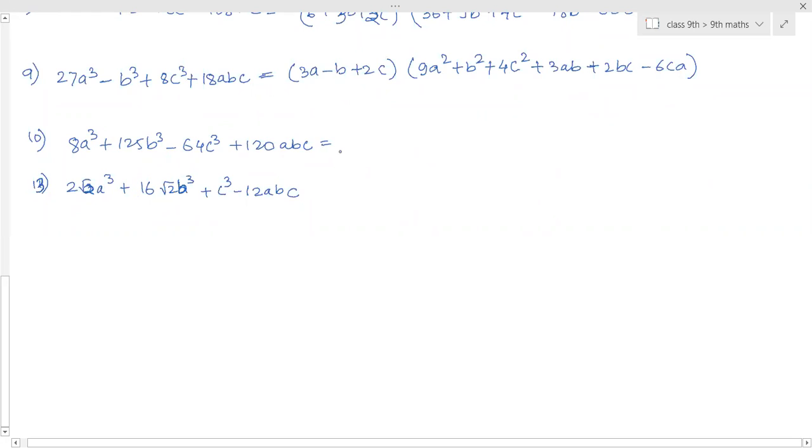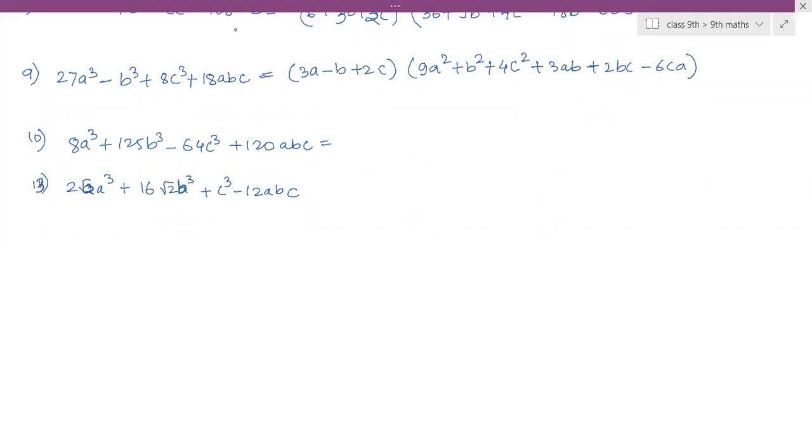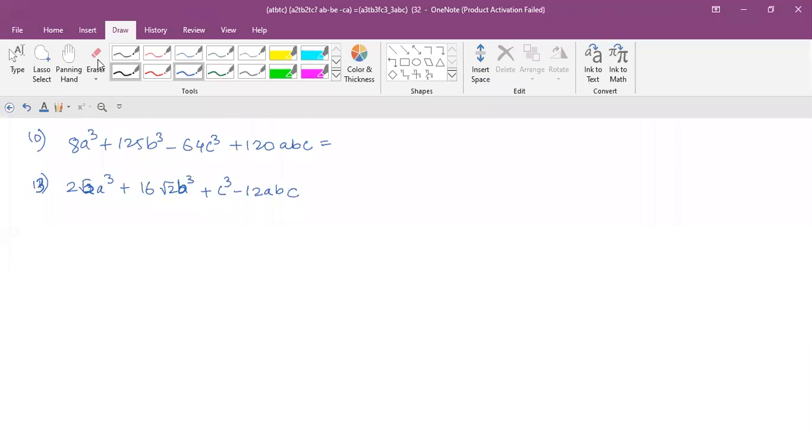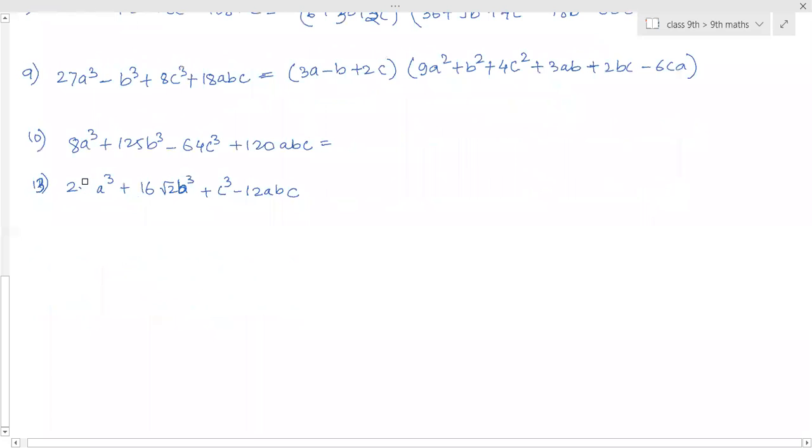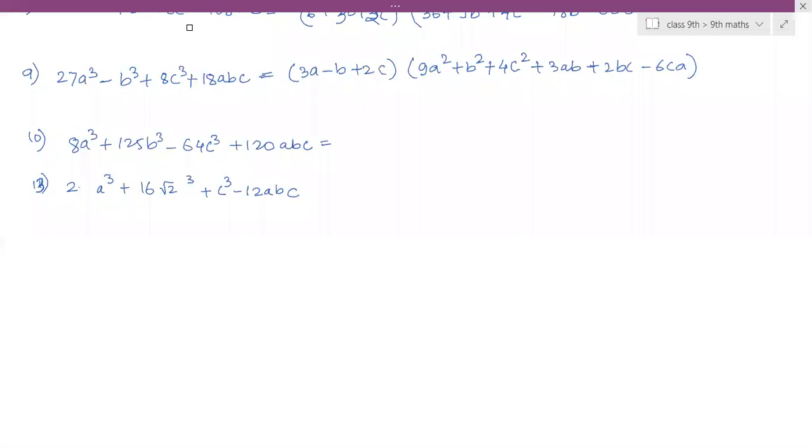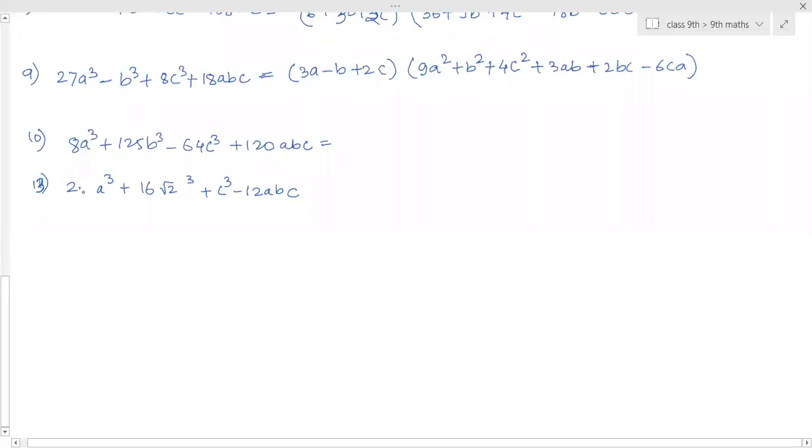Ma'am, after the 10th question, what is the first term? 2 root 2. Okay, ma'am. I have a doubt there only about how to do. Okay. Madhushri, next question. Yes, ma'am.